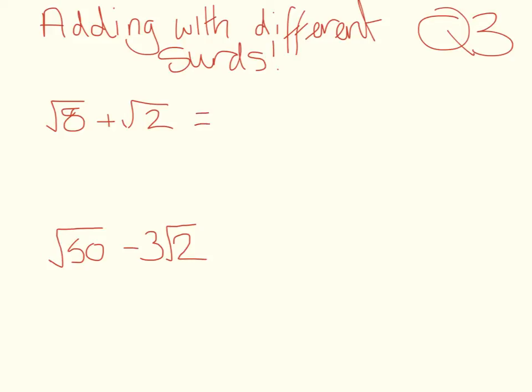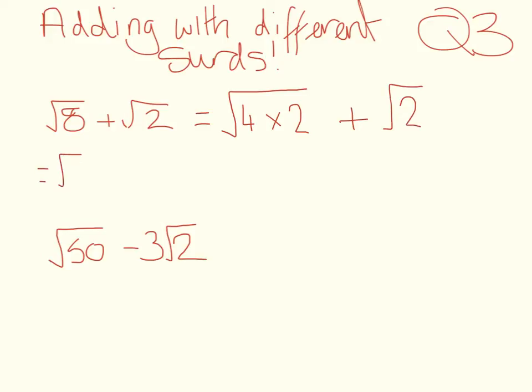What you need to do is remember what we did in question 1. So square root 8 I can simplify. I know that the highest square number that goes into 8 is 4, and it's 4 times 2, and then I've still got my plus square root 2 here.